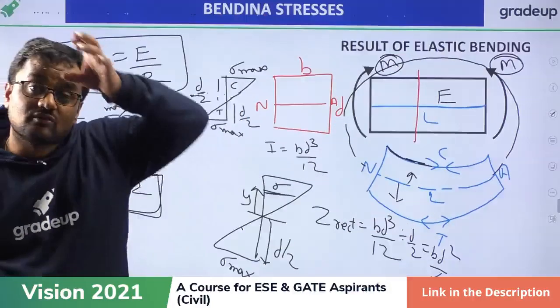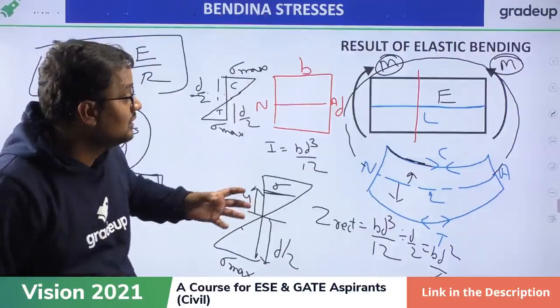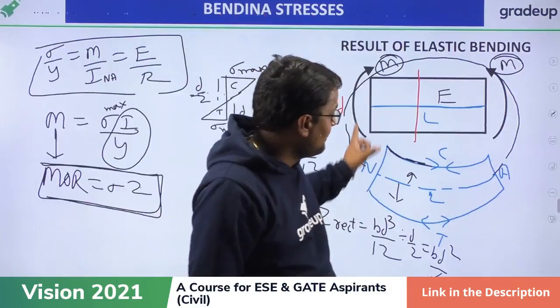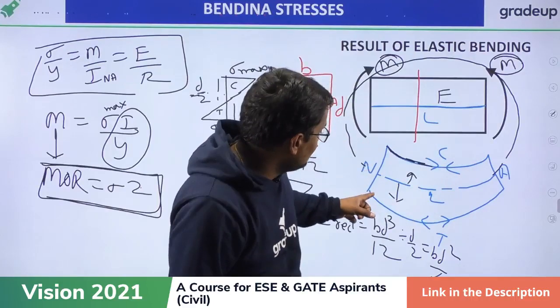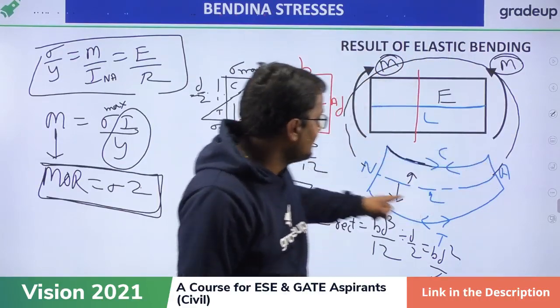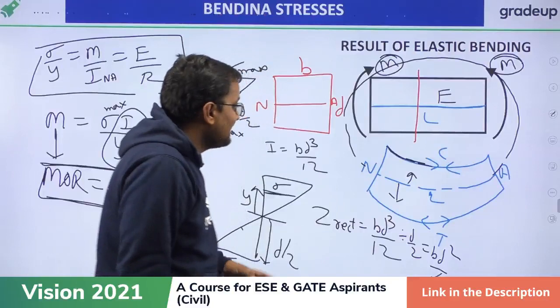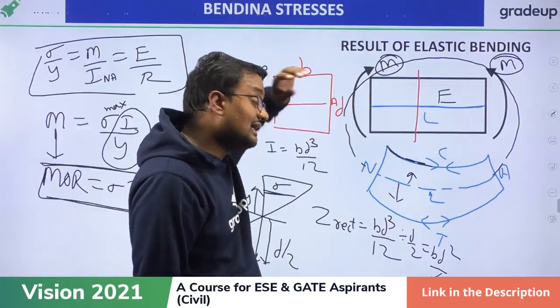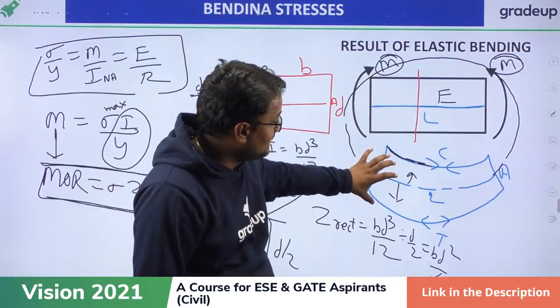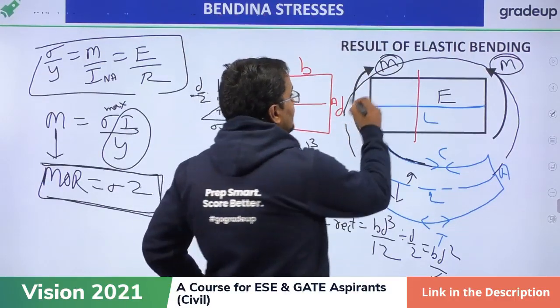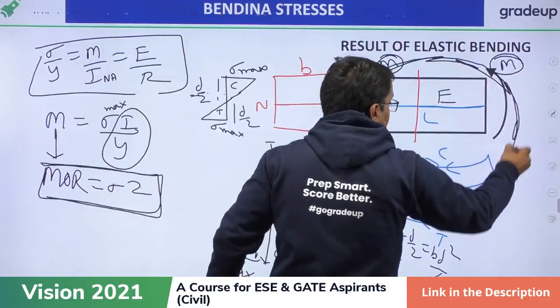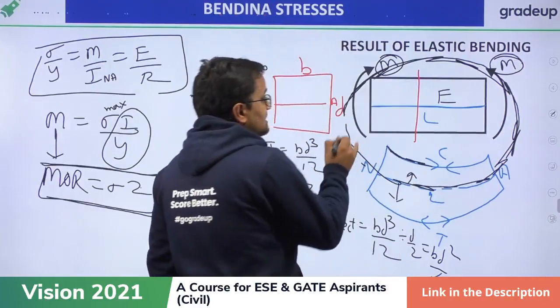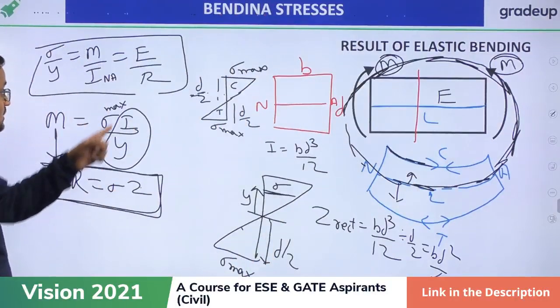My dear friends, Gurpal is asking what is R? This beam bends into the form of a circle, and that circle has some radius. I am telling again, the beam will bend in the form of a circle, and the radius of that circle is called R.